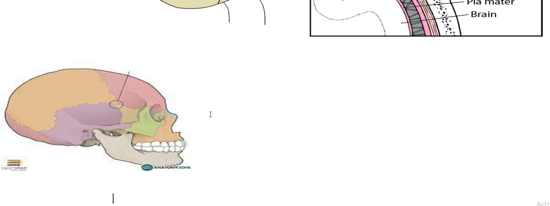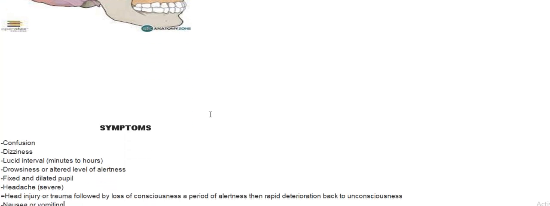After that, we can go to symptoms. Symptoms will be confusion and dizziness, nausea, vomiting, and the most important symptom will be the lucid interval, which lasts from minutes to hours. If there is a head injury or trauma, the patient will lose consciousness for a period of time. After that, the patient becomes conscious, and then rapidly deteriorates back to unconsciousness. That is the main important symptom for diagnosis of epidural hematoma.